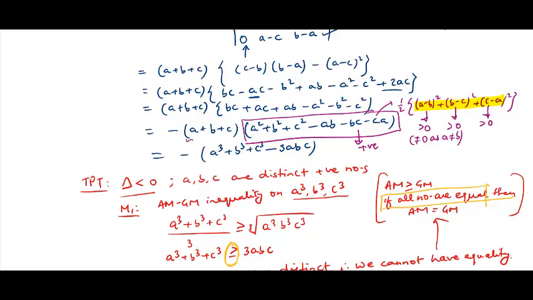a, b, c are distinct and positive, it is given. So therefore this first quantity is also positive, and you have a negative sign here. So together we get negative into positive into positive. So that gives you overall a negative value. So that again proves that this determinant is definitely less than 0.